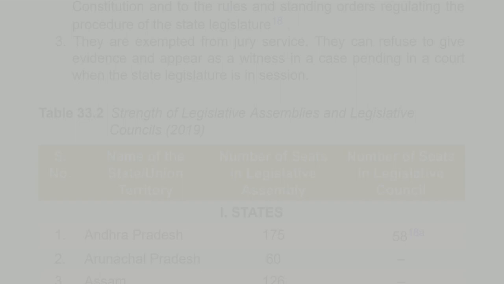19. Odisha 147. 20. Punjab 117. 21. Rajasthan 200. 22. Sikkim 32. 23. Tamil Nadu 234. 24. Telangana 119, 40. 25. Tripura 60. 26. Uttarakhand 70. 27. Uttar Pradesh 403, 100. 28. West Bengal 294. II. Union Territories. 1. Delhi 70. 2. Puducherry 30.